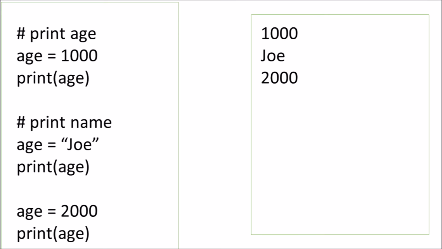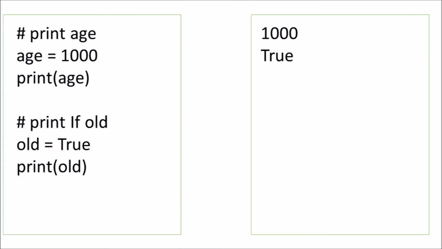Notice that a variable is merely a reference to data. We can update it to any other values of any other types at any time we wish. Notice at the bottom I am printing out Boolean data. The value is true, because I am a 1000-year-old computer assistant.